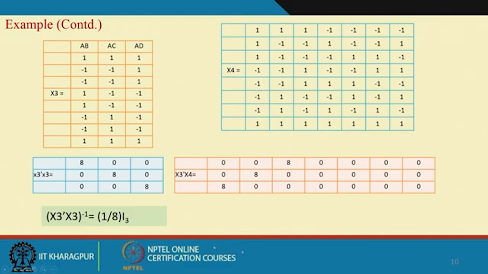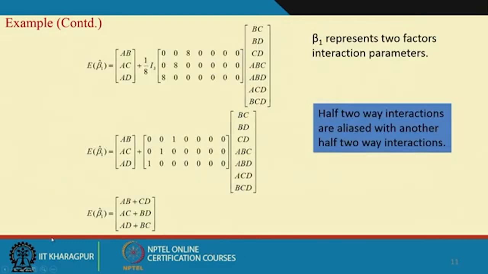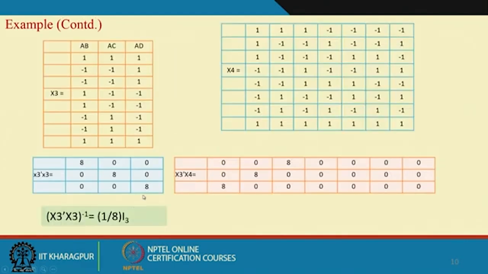And in the same way, if you find out the alias structure, then what will you get? You will get the alias structure of this, and when you find out the expected value of the interaction parameters, where beta m represents 2-factor interaction parameters only, AB, AC and AD here, we have not considered BC, BD and other things, let it be, we have considered only these 3. So, then what you are getting is AB is the expected value of beta 1. Just let me go back. Yes, we have considered only 3, AB, AC and AD.